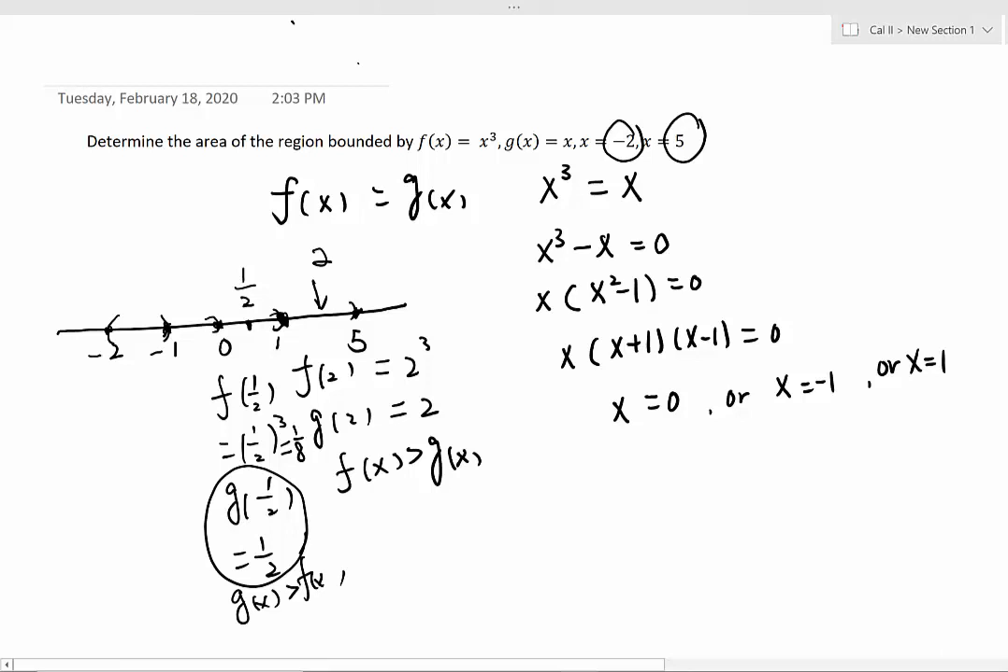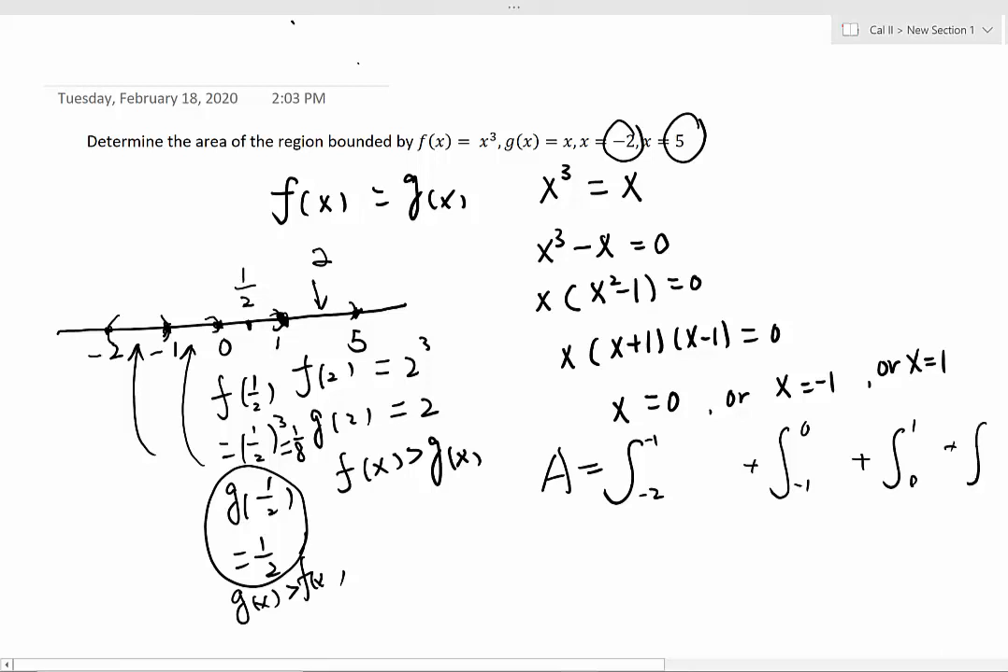You can apply the same way to this part and this part. Now we have the 4 parts to give the final answer to find the error, which is bounded by the 4 functions. I'm going to say error equals the error from -2 to -1, plus the error from -1 to 0, plus 0 to 1, plus 1 to 5.